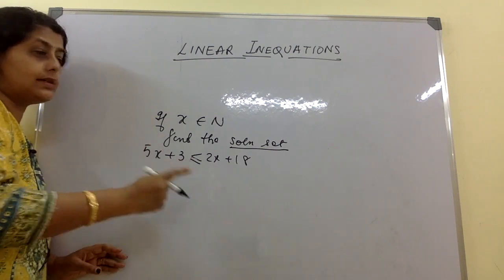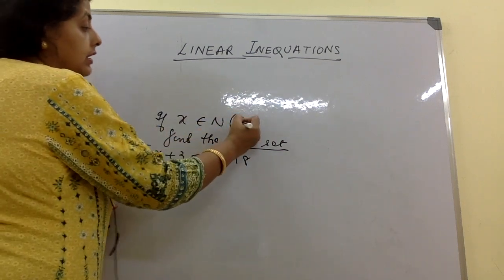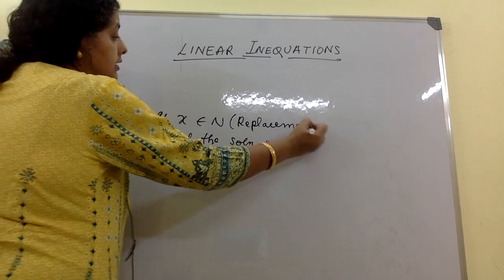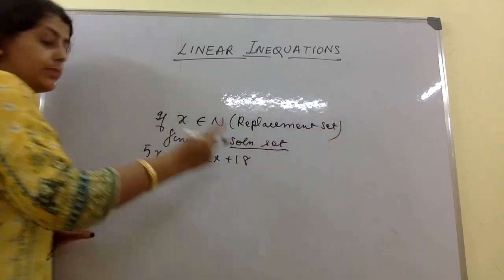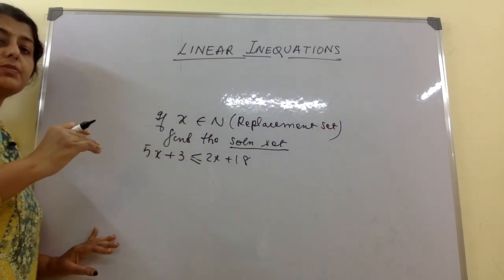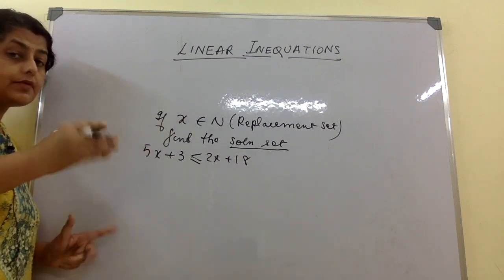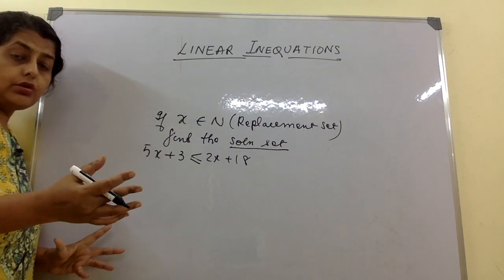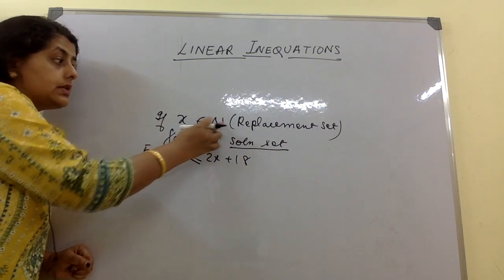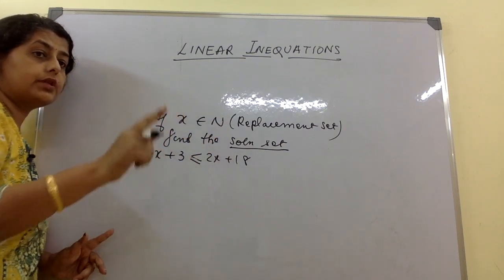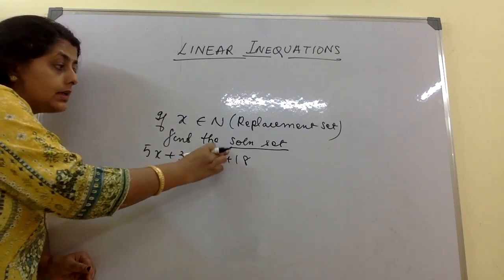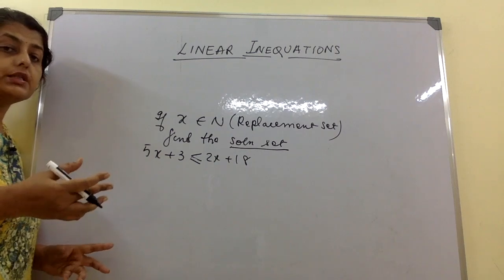Now this set N is called the replacement set. It is named the replacement set. There are different names, you just have to know the names very clearly, so by the end of the video you'll know it anyway. So replacement set means x can take values only from the natural number set, that is 1, 2, 3, 4, counting numbers, and we have to find the solution set.